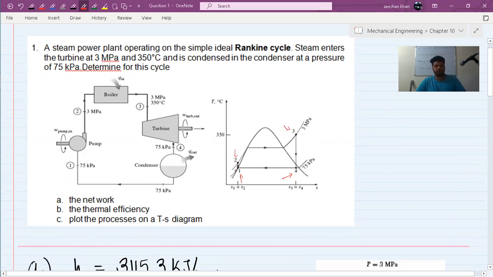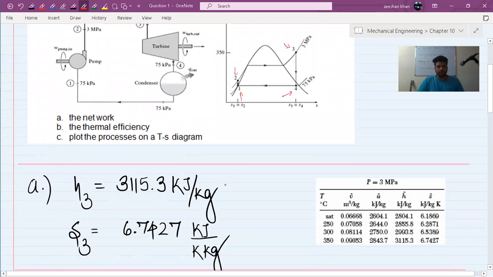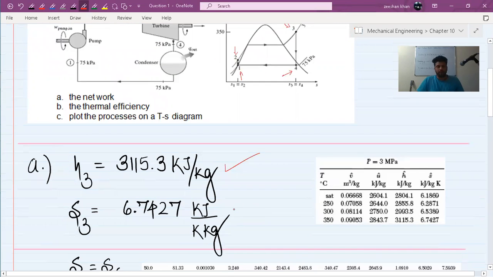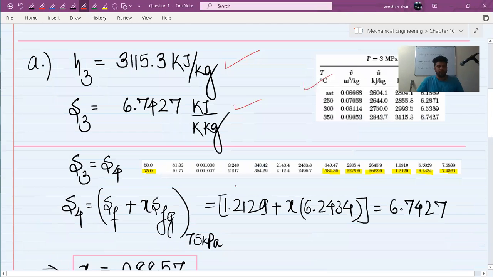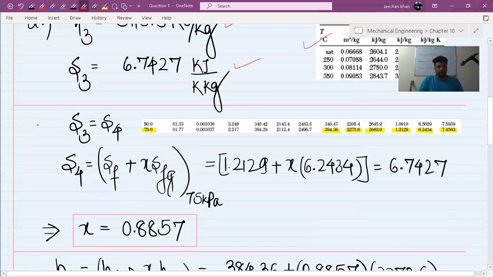So first of all, H3 can be calculated from the conditions given, 3 megapascal and 350 degrees centigrade. It's going to be 3115.3, and the entropy S3 at this state is going to be 6.7427, which you can get from the table here. It is obvious that the entropy at the third state and the fourth state are going to be equal because the process is isentropic.